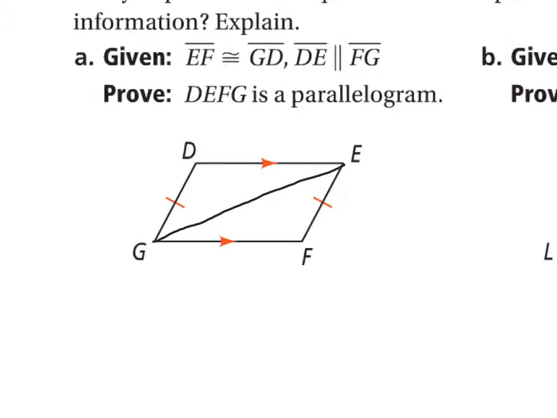So if I draw in a diagonal and look at that. Wait, can I ask a question? Yeah, I'm sorry. What's up? Can't you just make angle D and angle F congruent because they're parallel lines? Angle D and angle F.